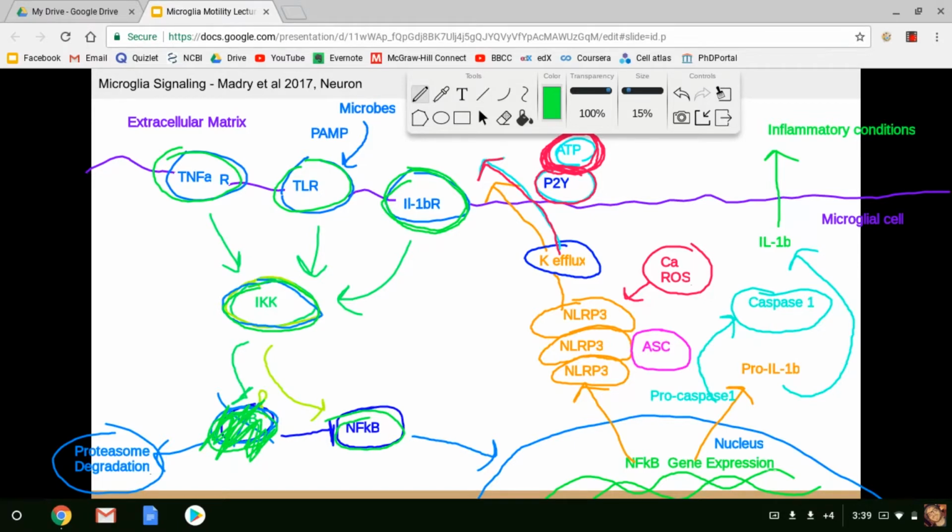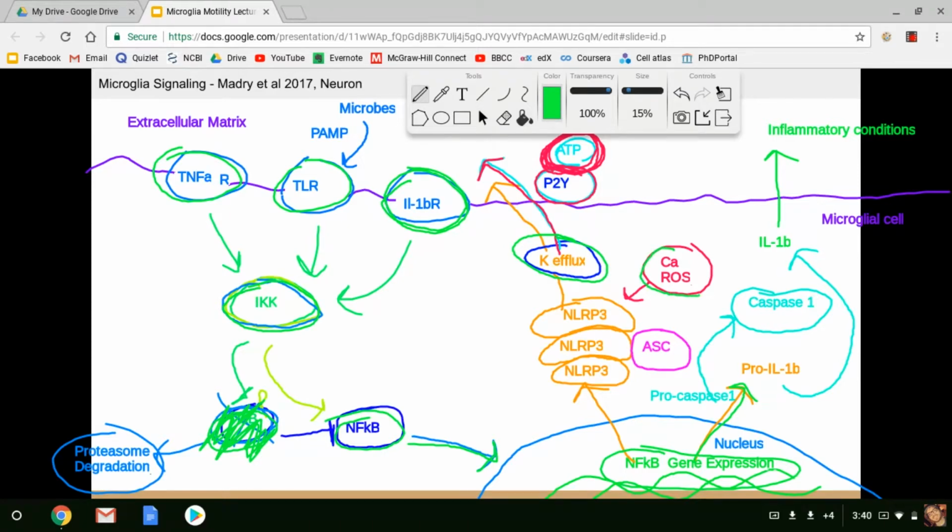This relieves the inhibition on NF-kappa B, so it can now translocate to the nucleus and influence gene expression. Some of the expression is things like IL-1 beta and the inflammasome subunits. The inflammasome is coerced to oligomerize when potassium is expelled, effluxed out of the cell.